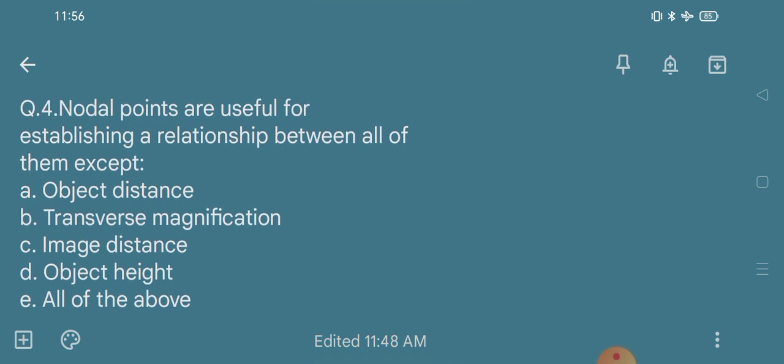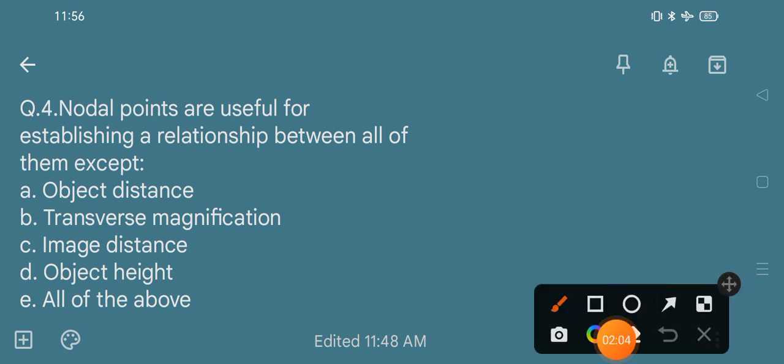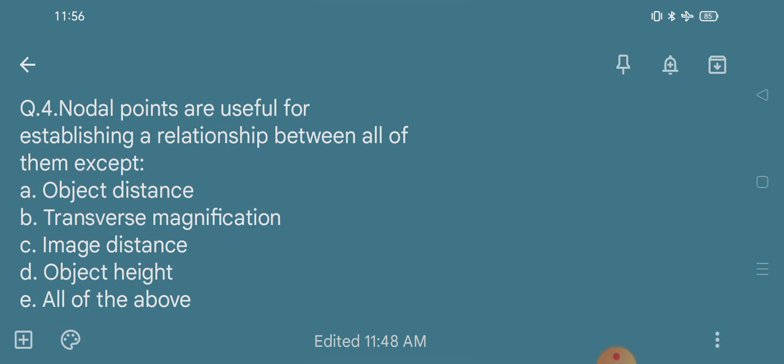Question number 4. Nodal points are useful for establishing a relationship between all of them except option A object distance, option B transverse magnification, option C image distance, option D object height, option E all of the above. The correct option is option D, that is object height.